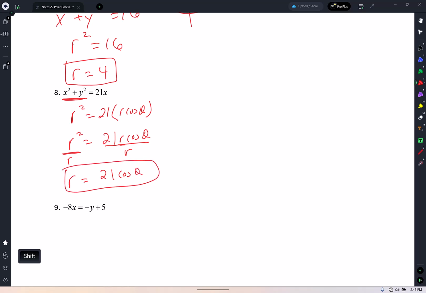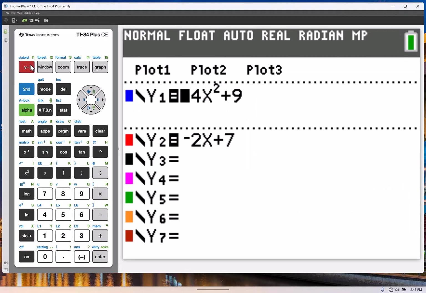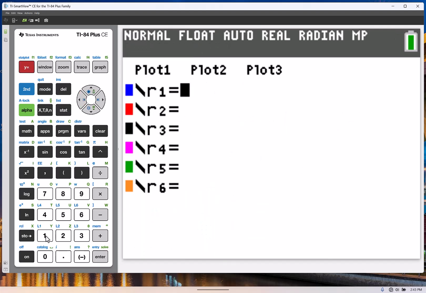So the r is just in polar form. That means you have a circle, 21 cosine theta, and I think the center is going to lie on the x-axis. Check it out, we can see it real quick. We're going to be talking about these pretty soon. I'm going to change my mode to polar, then go to y equals, and put in 21 cosine theta.